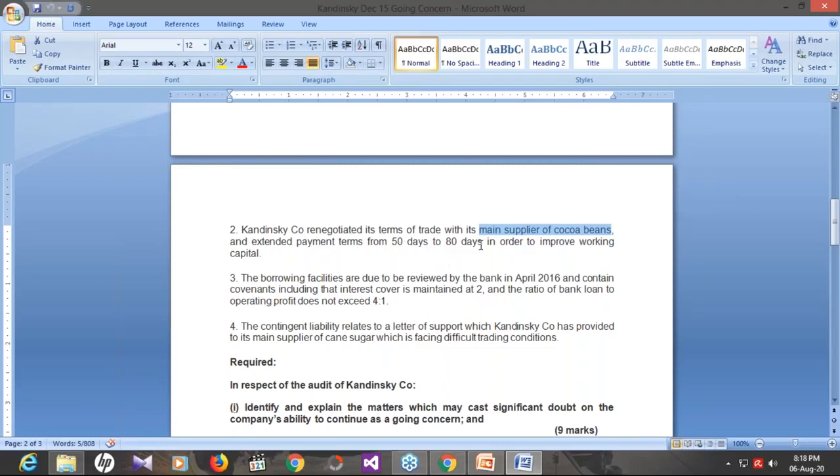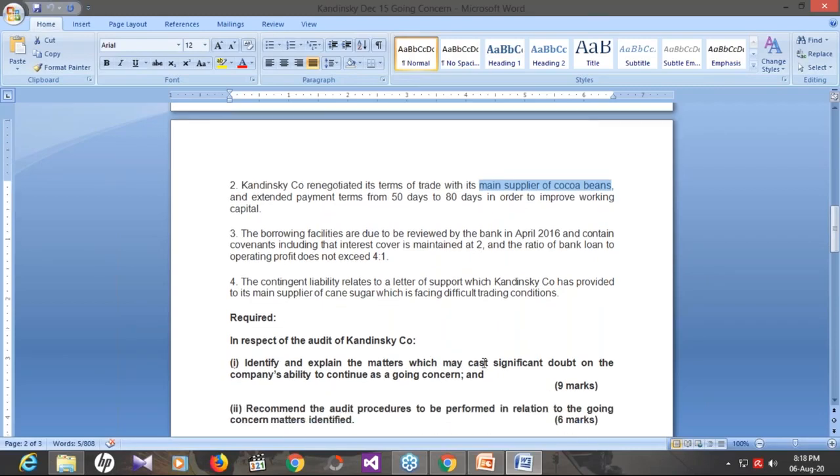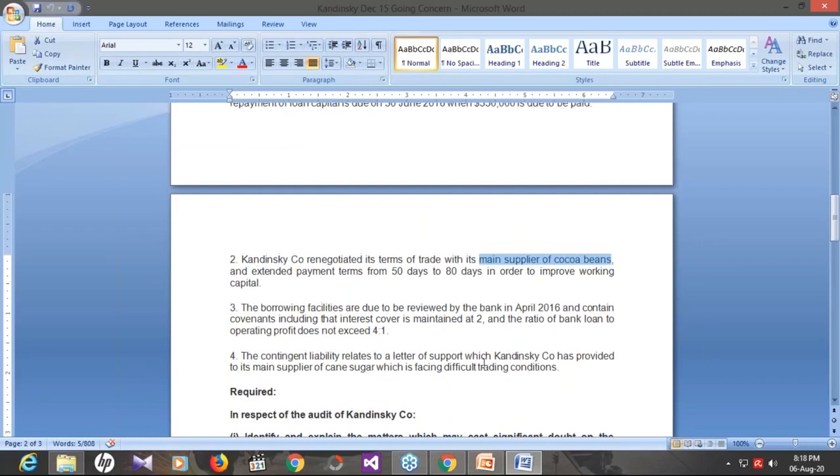So first of all, this clearly shows that we are short of cash flows. We are having cash flow issues. We are not able to pay our main supplier in 50 days, and we are going to pay them in 80 days. So you have to explain the matters which may cause significant doubt. So what happens if the supplier declines the extended payment? If he asks that Kandinsky must pay in 50 days, this means the company even at this time is not able to pay the cash at 50 days. So this will create a problem.